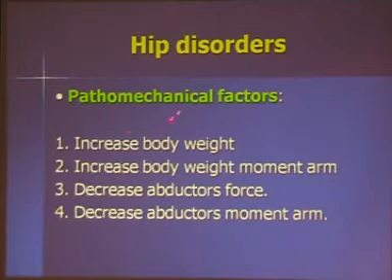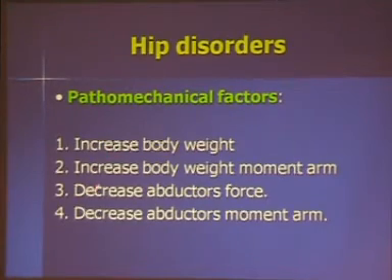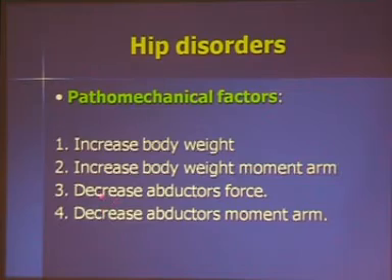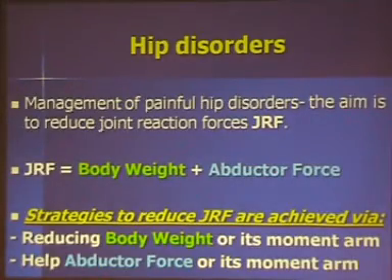Applying that to hip disorders, the common pathoanatomy is either increased body weight or moment arm. These are the first 2 factors, and the others are decreased abductor force or decreased abductor moment arm. Working on that equation, as we said before, joint traction force equals the body weight plus the abductor force.